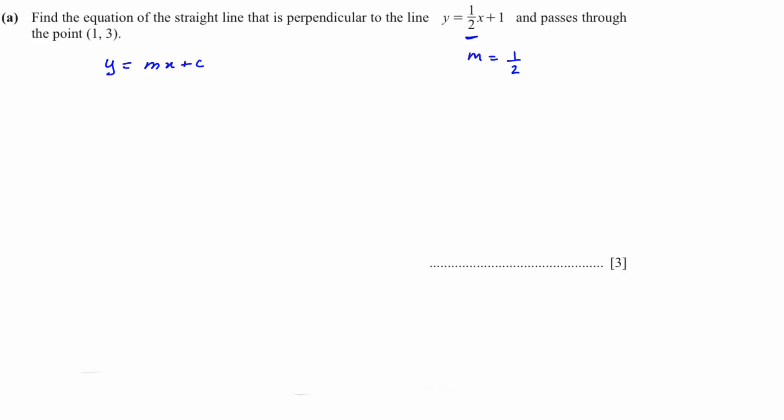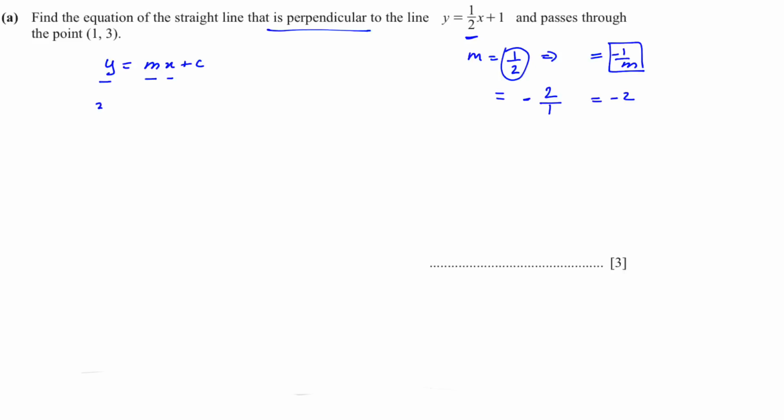If two lines are perpendicular, then your gradient is -1 over m, or an easier way to know it is the gradient of the perpendicular line will be flipped over. This gradient, you flip it over. So 1 over 2 will become 2 over 1, and change the sign. This is plus, make it minus. -2 over 1 is -2, so that is your gradient. Y, m, and x. You have got all these three terms. You need to find your c.